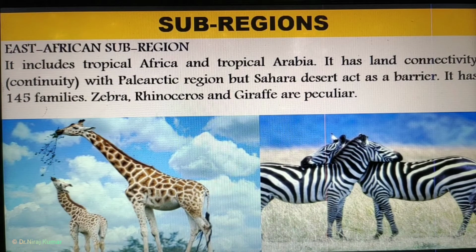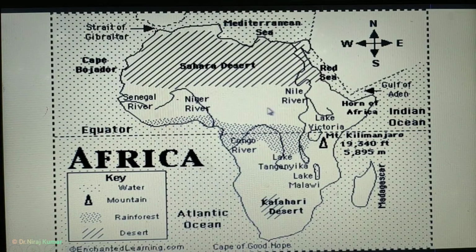In details, East African subregion includes tropical Africa and tropical Arabia. It has land connectivity with Palearctic region, but Sahara Desert acts as a barrier. It has total 145 families of animals. Zebra, rhinoceros, and giraffe are peculiar. This is giraffe, and this is zebra. These are peculiar to Ethiopian regions. This is Sahara Desert. This is Kalahari Desert.